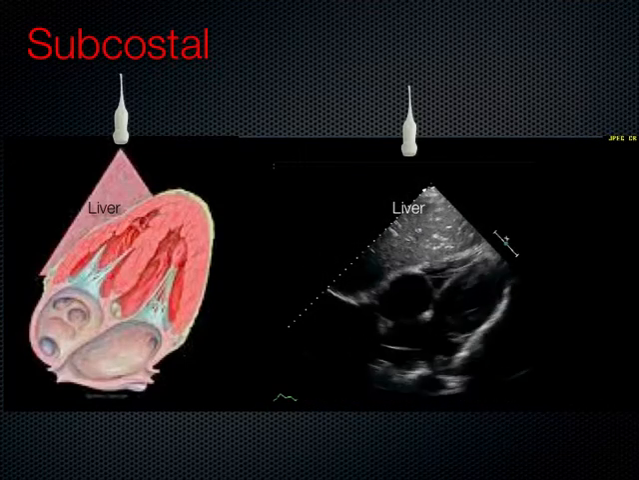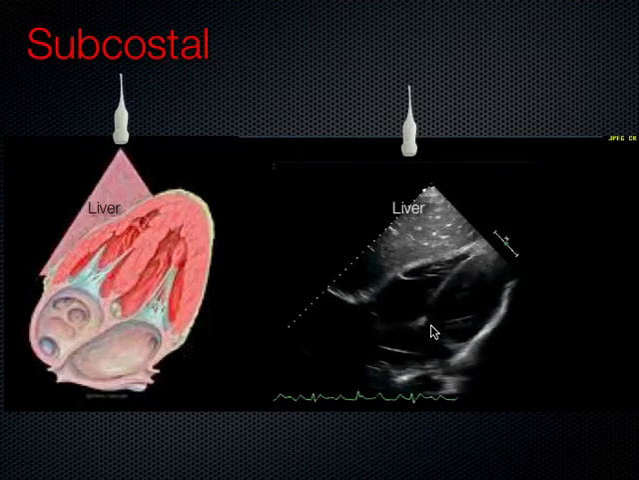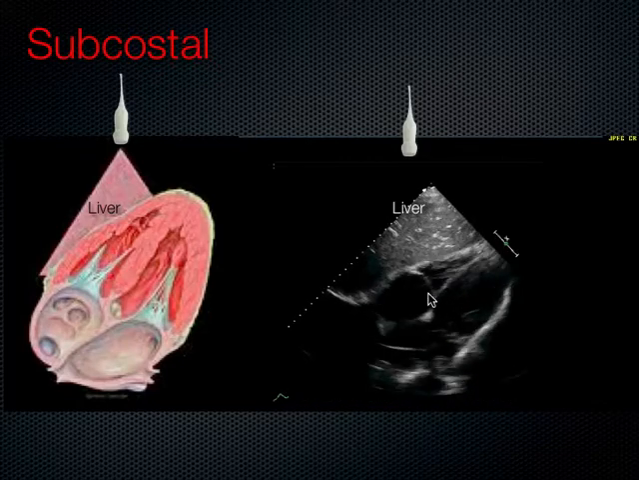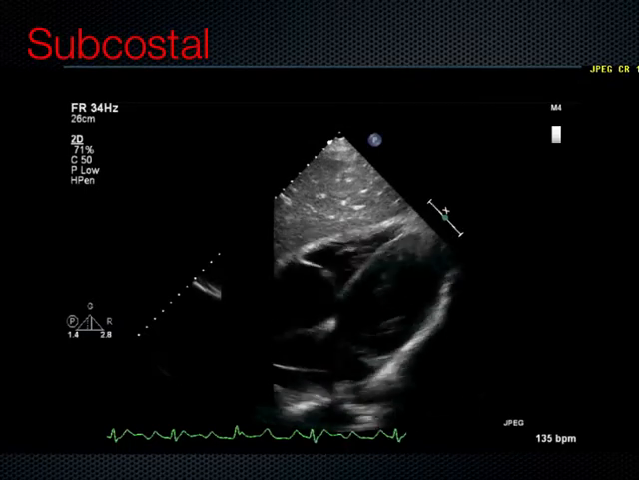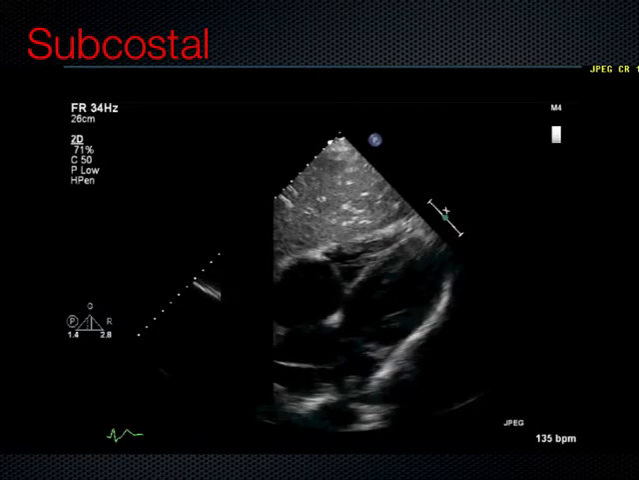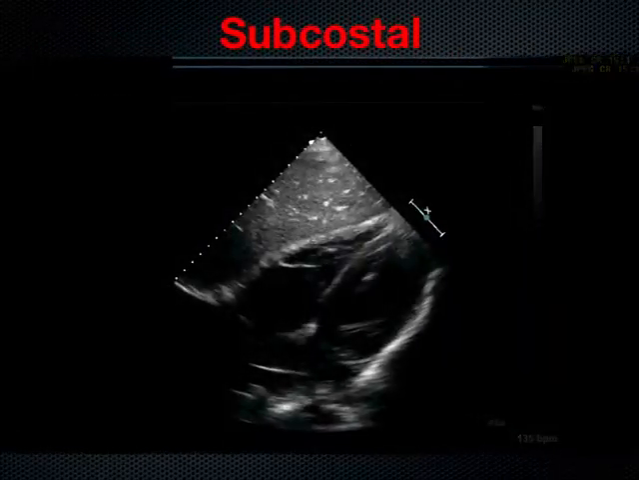Here's another view of another subcostal, four-chambered view of the heart. We can see the interventricular septum right along here. Again, we've got the indicator towards the patient's right, and we're just looking at the heart as it beats, the four-chambered view, using the liver as our window to see the heart.